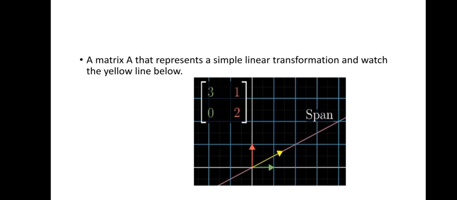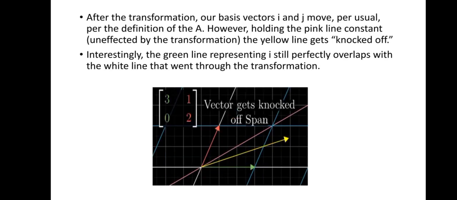Here, a matrix A that represents a simple linear transformation is shown in the figure. The transformation is represented along the yellow line. After the transformation, our basis vectors i and j move per the definition of A. However, holding the pink line constant, the yellow line gets knocked off. Interestingly, the green line representing i still perfectly overlaps with the white line that went through the transformation.